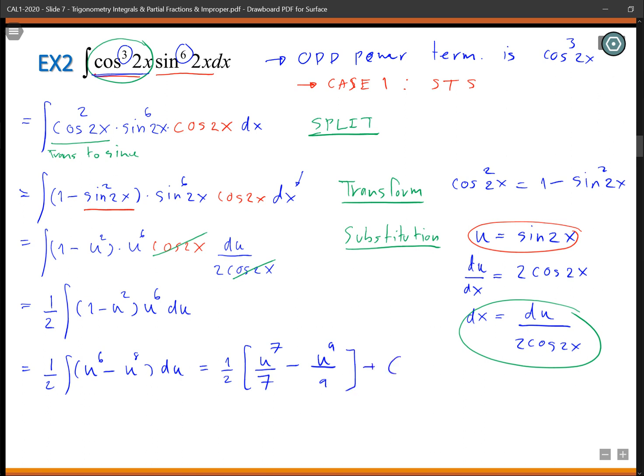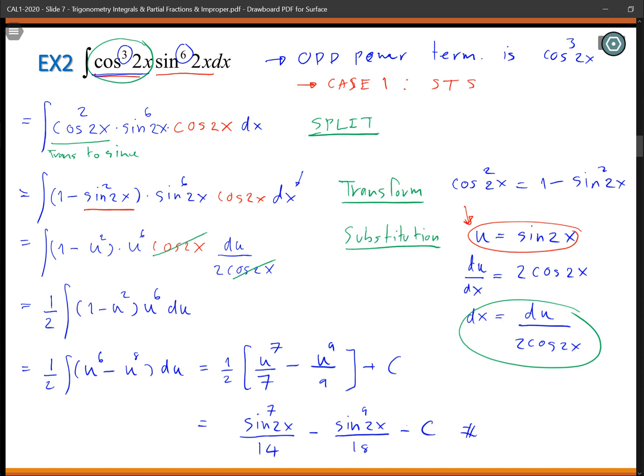We never leave u like this for the final answer, so don't forget to put sine of 2x in from the substitution. So here we have sine of 2x to the power of 7 divided by 7, but we have this factor of 1 over 2 in front, so this is 14, minus u to the power of 9, that is sine of 2x to the power of 9 divided by 9 times 2, that is 18, plus c. And there you go. This is the answer for example 2.